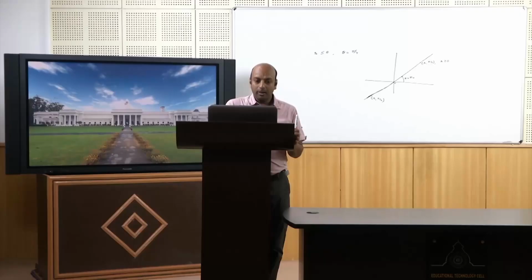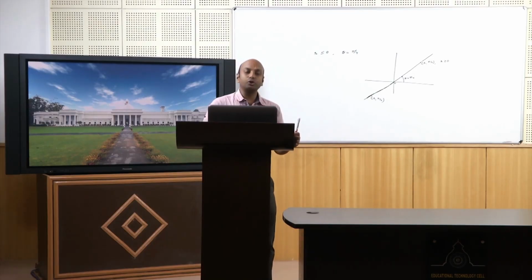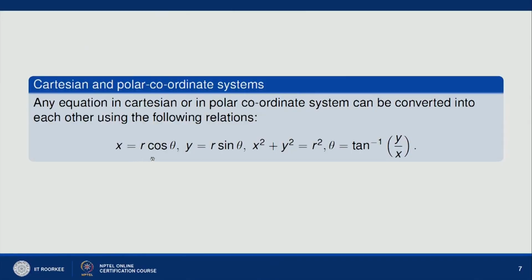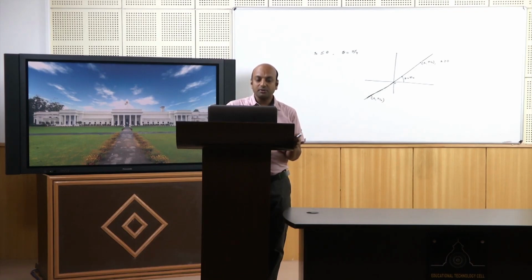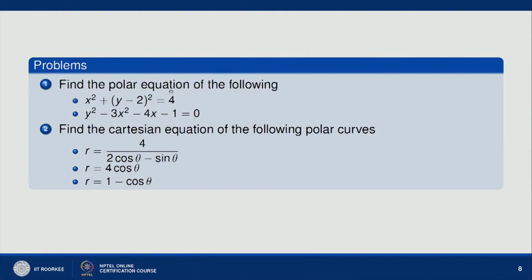Okay. Now, how can we convert a polar into Cartesian or Cartesian into polar? We can convert Cartesian into polar or polar into Cartesian using this relation, x equal to r cos theta, y equal to r sin theta, x square plus y square equals r square, and theta equals tan inverse y by x. So, there are some problems. Find the polar equation of the following. Say we have first equation.